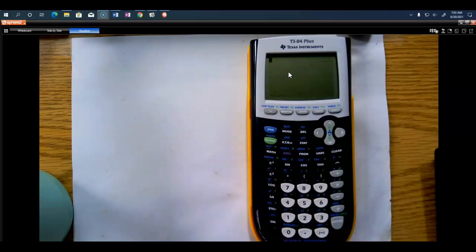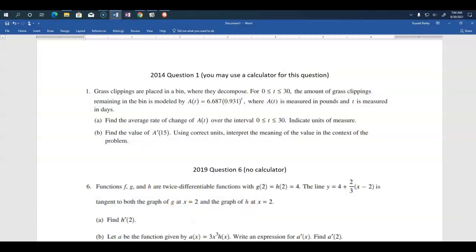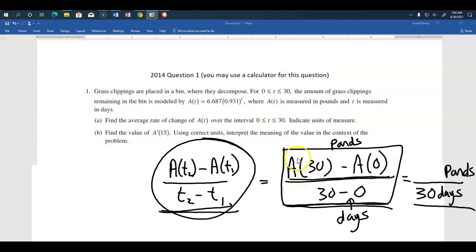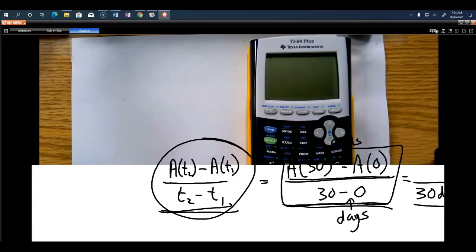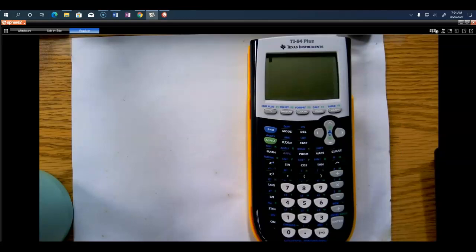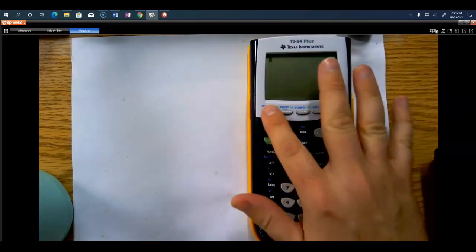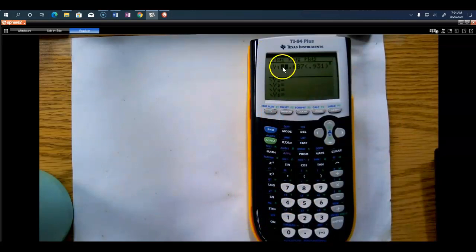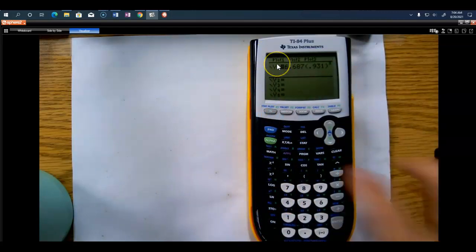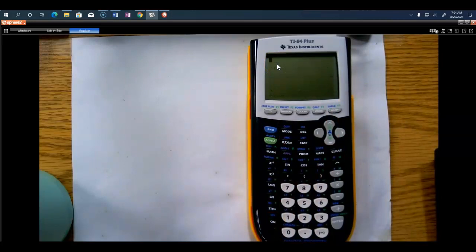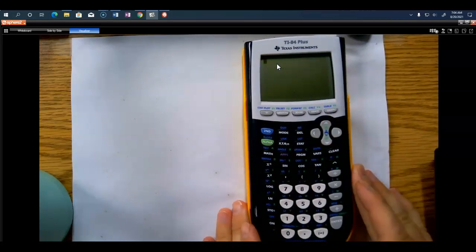That's going to take us back to our home screen, but now my calculator has that function of A stored in there. Now what I want to show you how to do next is how do we calculate this expression here? How do I do A of 30 minus A of 0? Well, our calculator will do it for us. So here's how you do that. As you might recall, I stored my function here under this thing called y1. So let me get out of there.